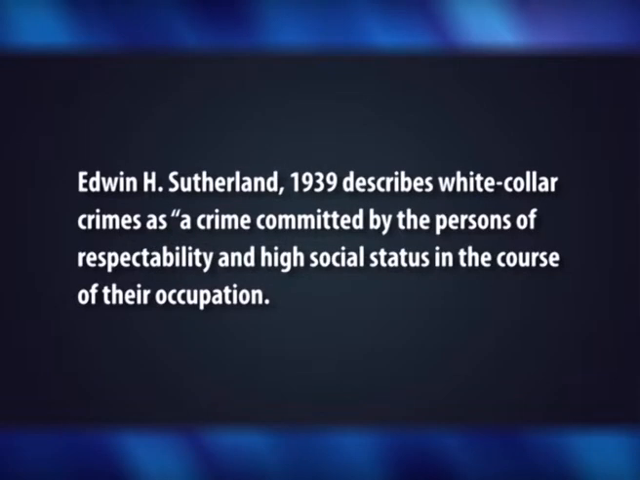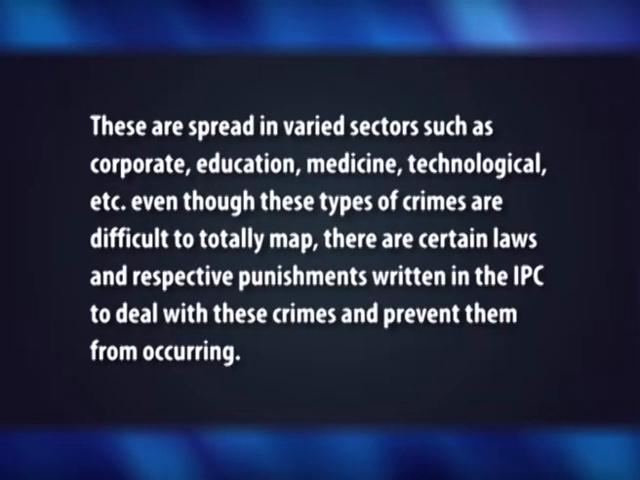Edwin H. Sutherland in the year 1939 describes white collar crimes as a crime committed by the persons of respectability and high social status in the course of their occupation. These types of crimes have far-reaching effects on the development of the society and the country as a whole. These are spread in varied sectors such as corporate, education, medicine, technological, etc. Even though these types of crimes are difficult to totally map, there are certain laws and respective punishments written in the IPC to deal with these crimes and prevent them from occurring.